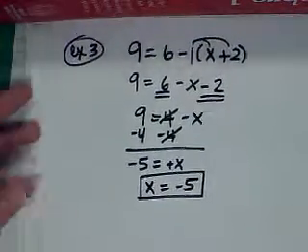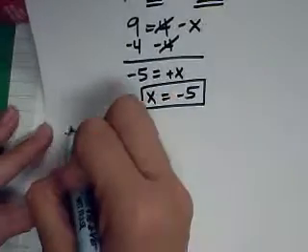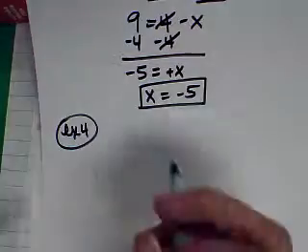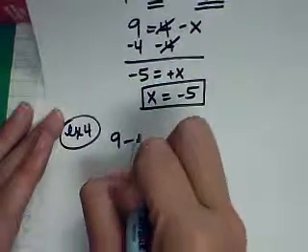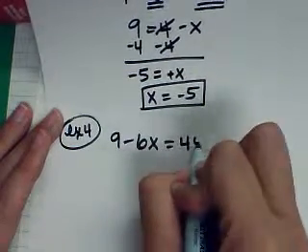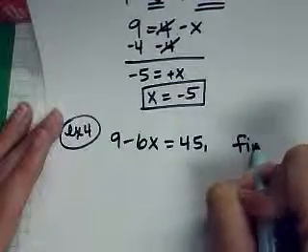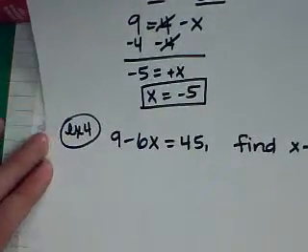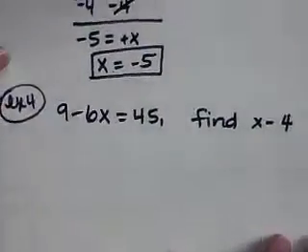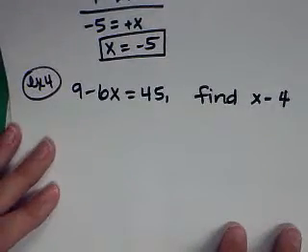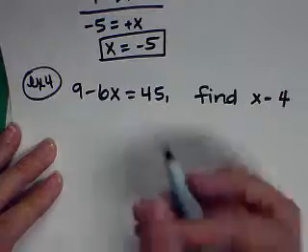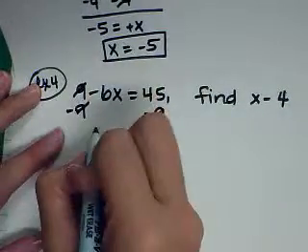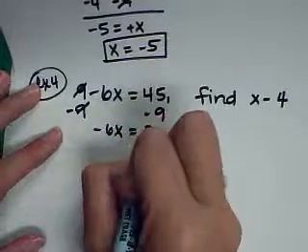The last example that we want to do is a little bit different. It's actually a two-step equation, example 4. And that two-step equation to begin with is 9 minus 6x equals 45. And then I want to ask you to find x minus 4. Let me get that all in view for you. There you go. X minus 4. The first thing I'm going to do is solve for x in the first equation. To do that, I'm going to subtract 9 from both sides, because I always do my adding and subtracting first.